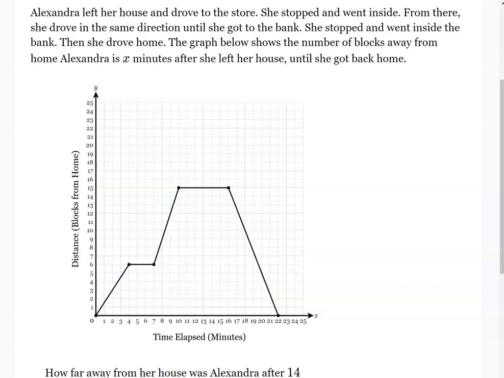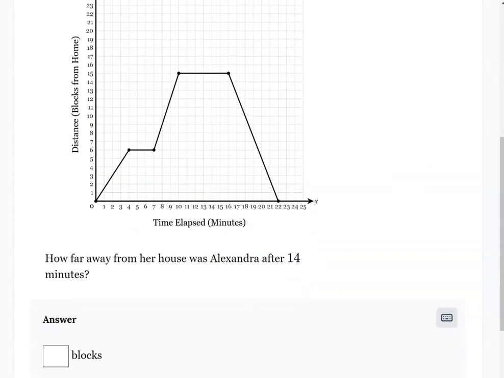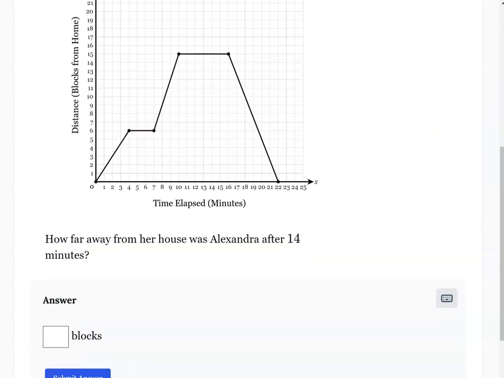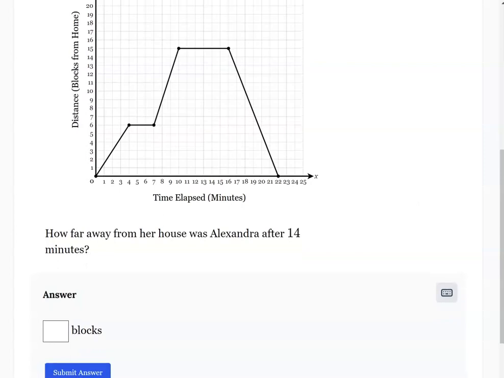Now let's reread the question. How far away from her house was Alexandra after 14 minutes? Well, first, we need to go to our x-axis, which is talking about minutes, and find 14, which is here. Now we're going to travel up until we meet the graph. We meet the graph here, and that will tell us how far we are. 15 blocks from her house. So we're going to type that into the answer box.